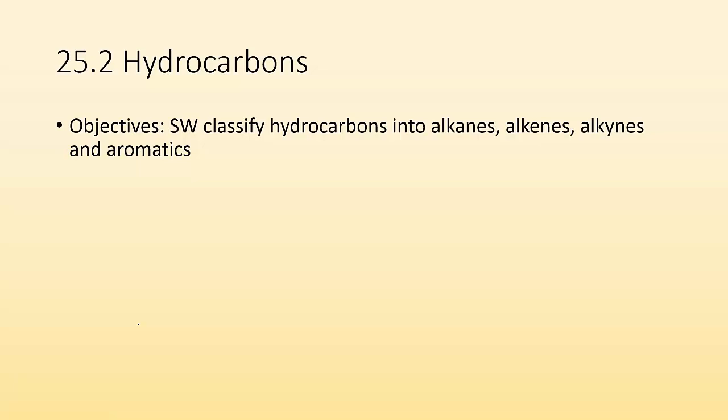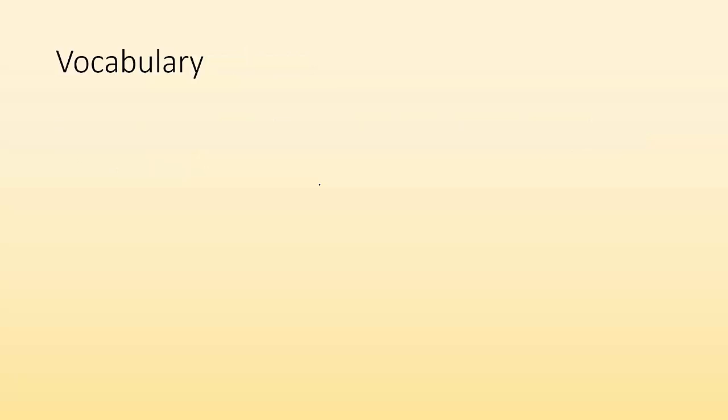Mr. Johnny here once again, taking a look at 25.2 stuff, hydrocarbons. So our objectives are to classify hydrocarbons into alkanes, alkenes, alkynes, and aromatics. So we want to know what the difference between those are and what they look like. So some vocabulary that you need to know right off the bat.